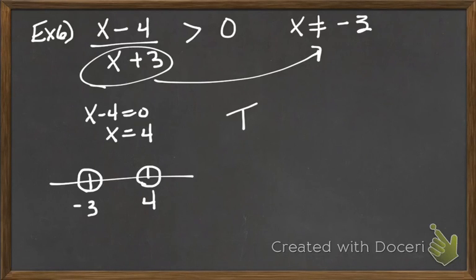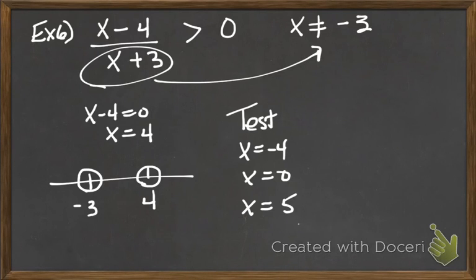Alright, and then we're going to test 3 numbers. And to help y'all out, I tested negative 4, I tested 0, and I tested positive 5. Now I'm going to show you my work for the test because you have x's in the top and the bottom, just so you know how to do this.